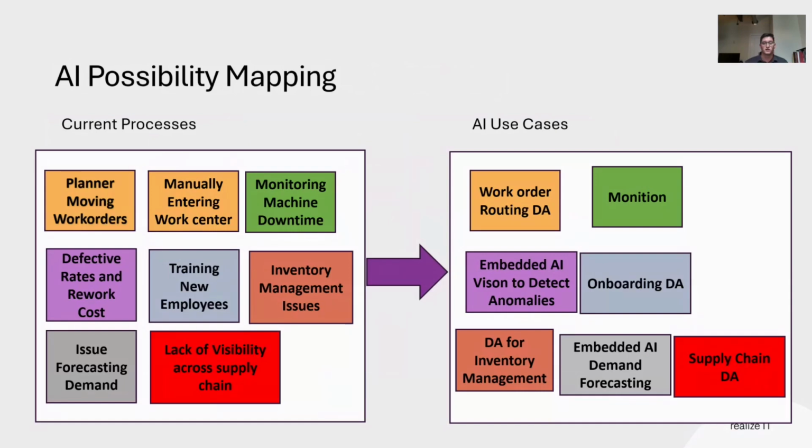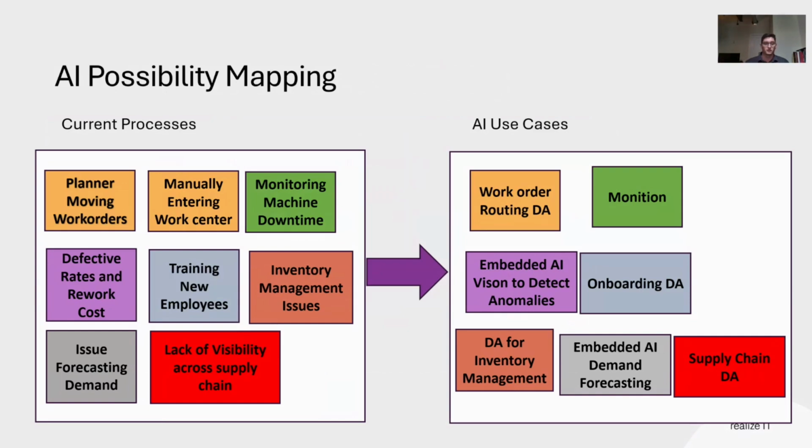So what I'm going to show you here, and again, very color coordinated, are the current processes on the left. The ones that you see on the top left in that more orange color are the planner moving work orders and the manual entering of a work center. So those two are involved in that journey map process that I showed you before, but they can be solved with a work order routing digital assistant, right? Another one we can look at, in the middle there, the training of new employees at your business, can be an onboarding digital assistant as well.